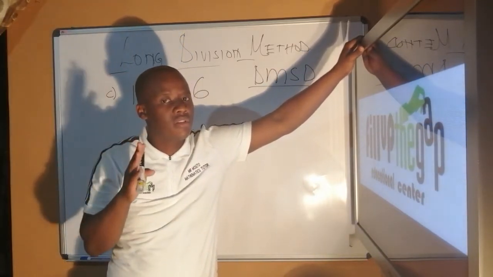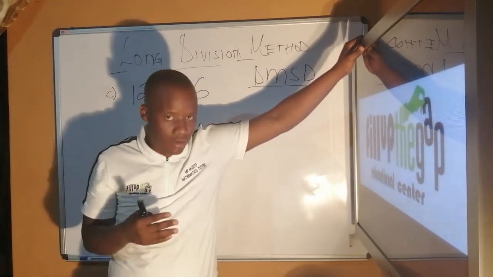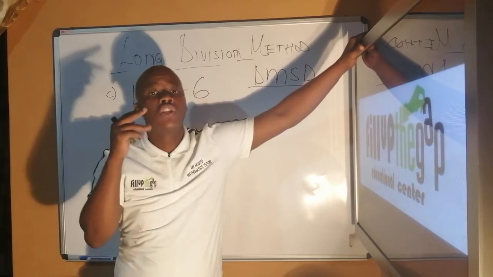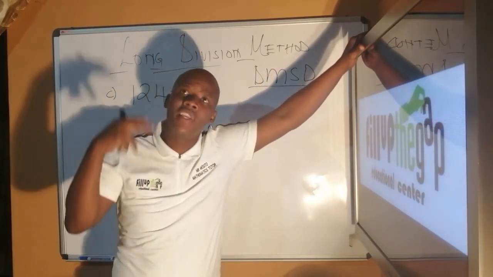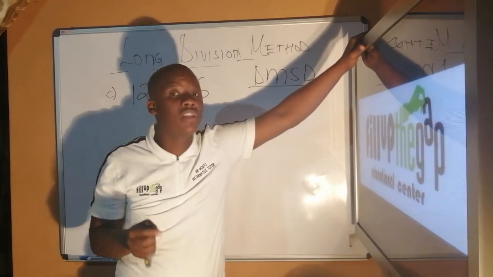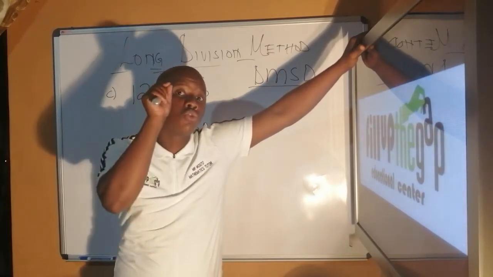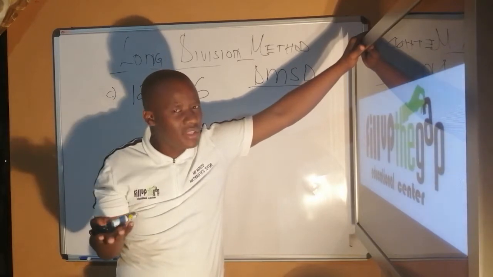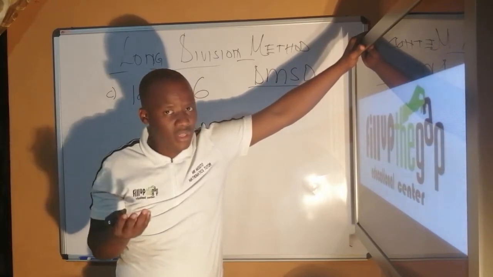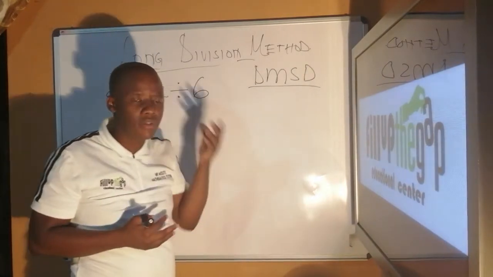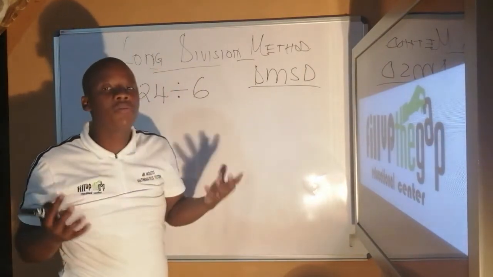I think I'm making sense. Let's talk about 5 divided by 3. 3 goes how many times into 5? It goes once, and the remainder is how much? 2. So it goes once with the remainder of 2. But that one is easy because you can see. How about we use the long division method with big numbers to perform such an operation?